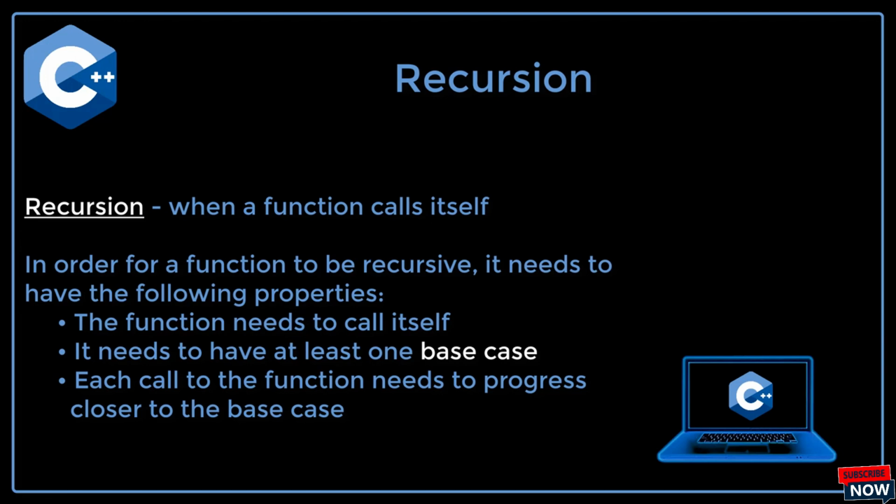The function needs to call itself, it needs to have at least one base case, and each call to the function needs to progress closer to the base case. I mentioned an important term in the second and third points, base case. A base case is a condition that causes the function to terminate. In other words, to stop calling itself.